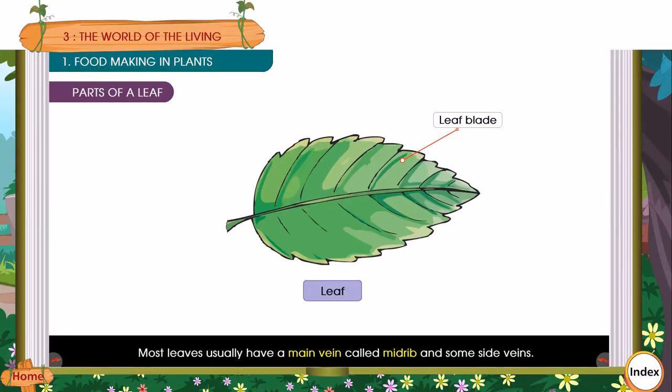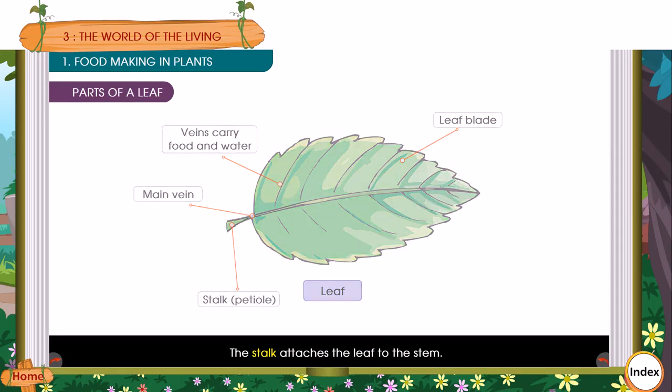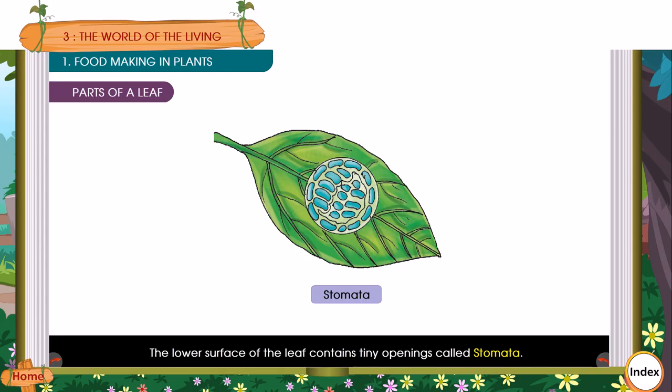Most leaves usually have a main vein called midrib and some side veins. These veins are involved in transport of substances. Veins carry water and minerals to the leaf. They also carry food from the leaf to the other parts of the plant. The stalk attaches the leaf to the stem. The lower surface of the leaf contains tiny openings called stomata.